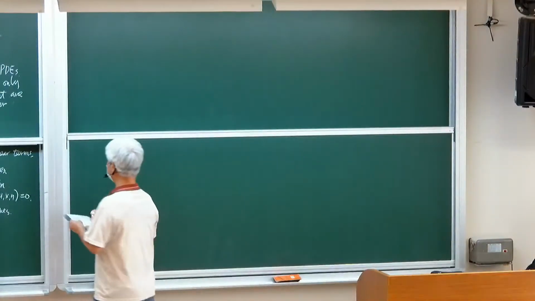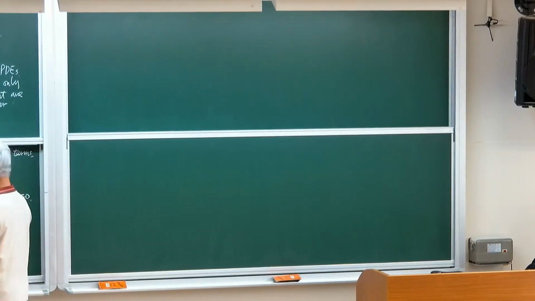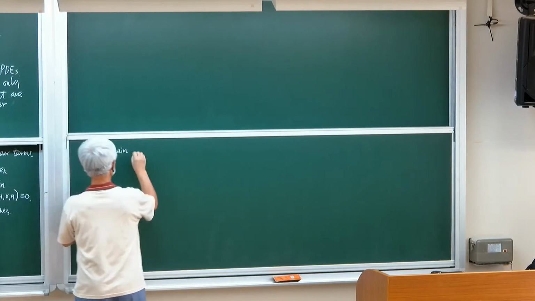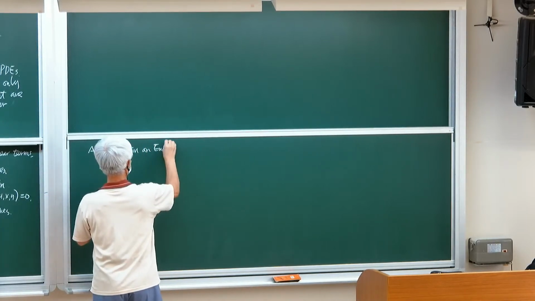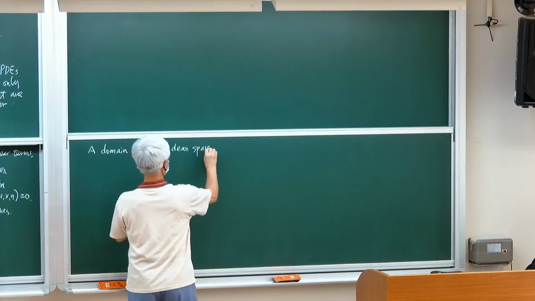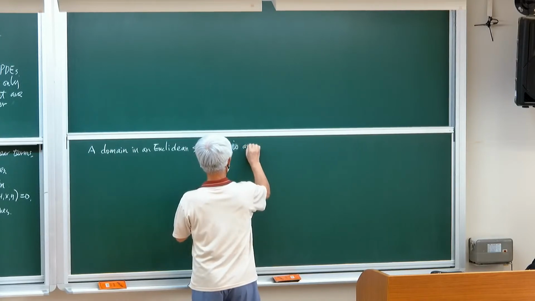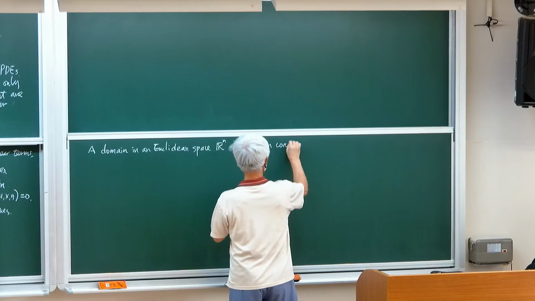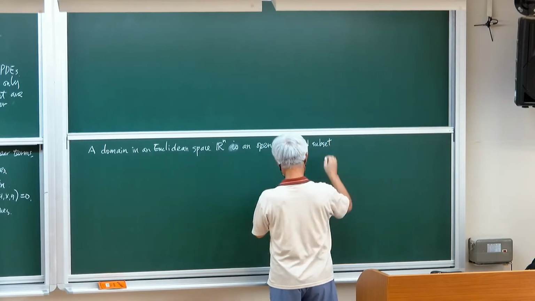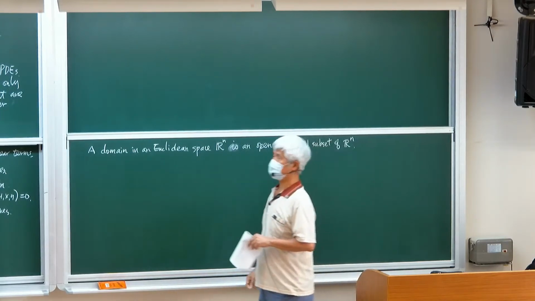All right. Now, a domain in Euclidean space is an open connected subset of Rn.